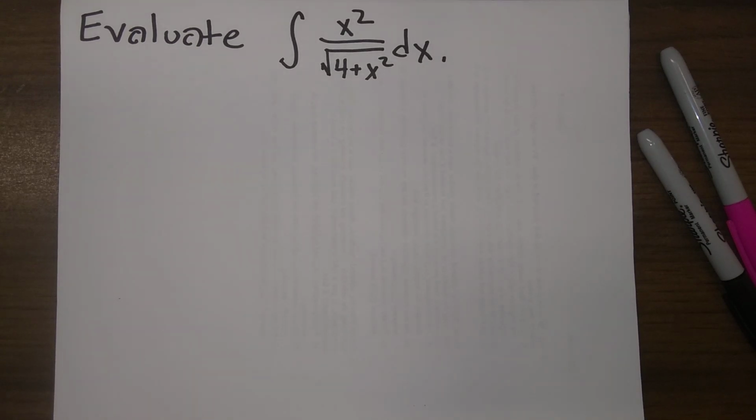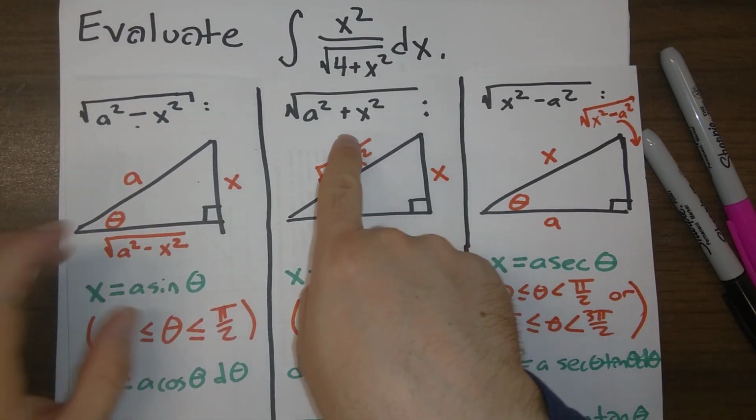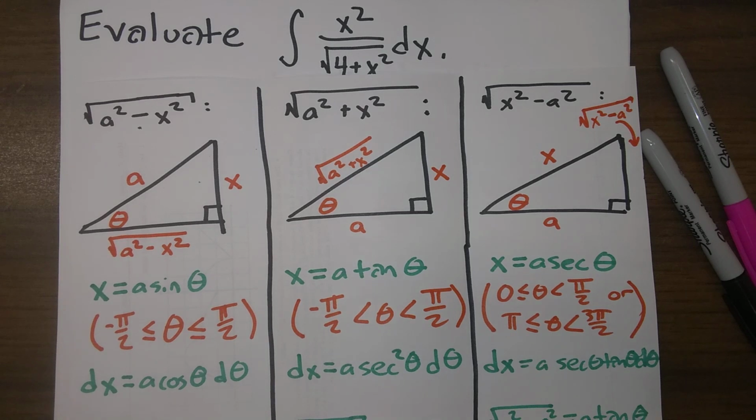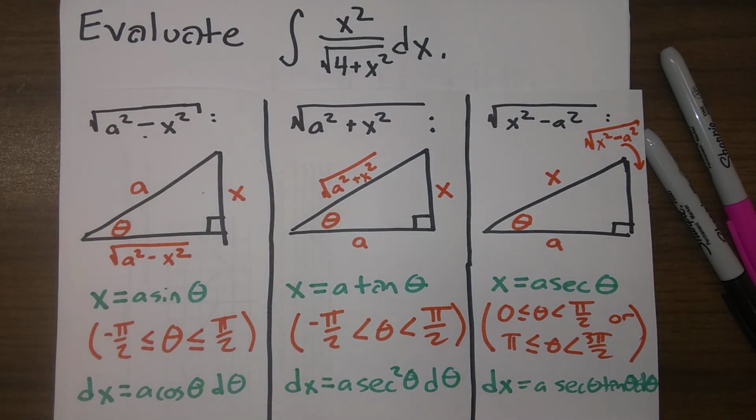Evaluate the integral of x squared over the square root of 4 plus x squared. This is going to be, again, a trigonometric substitution problem. It's pretty easy to see that this falls into the type of square root of a squared plus x squared, where a is going to equal 2, because 2 squared is equal to 4. So this is going to tell us what to do.